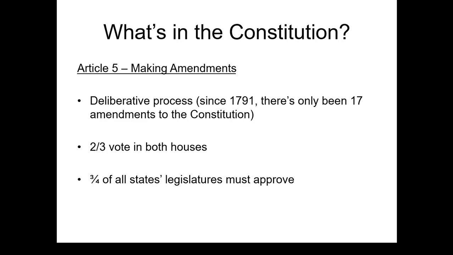They did not want the Constitution to be able to change easily, or on a whim, or on some populist idea. Since 1791, there have only been 17 amendments to the Constitution, but there have been several thousand attempts to change it. So this gives you an idea how difficult and deliberative that process is by intent.